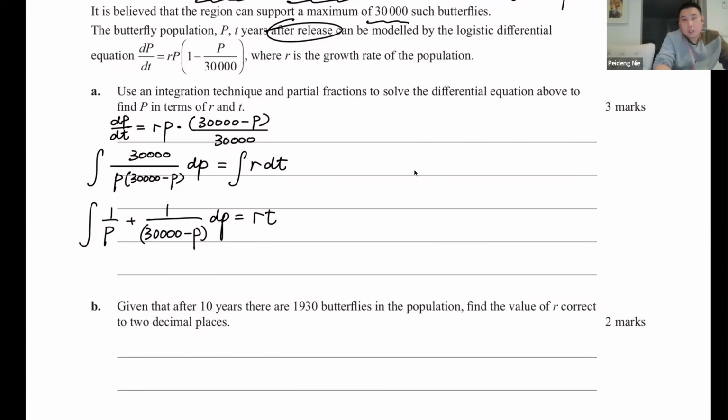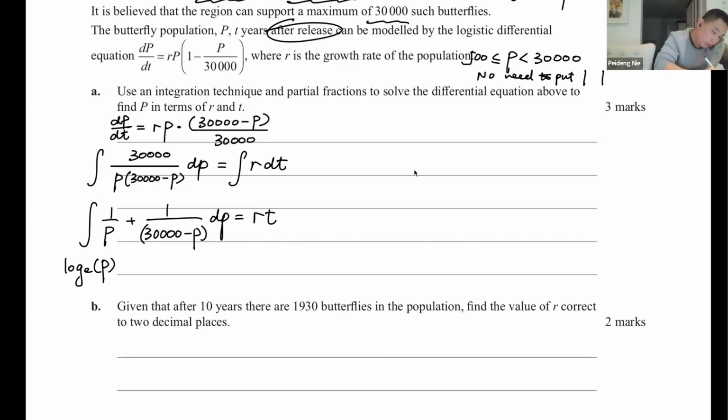Integrating r with respect to t will give you rt, okay? So now what I'm getting here is log e P. Don't need to put absolute value here because P is greater than or equal to 500 but less than 30,000. Okay, it's a positive quantity. No need to put absolute value if you are pretty sure it's a positive quantity. Minus log e of 30,000 minus P plus C equals rt. Okay, so this is the first part of the question.